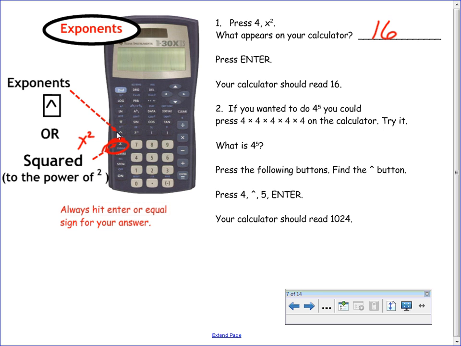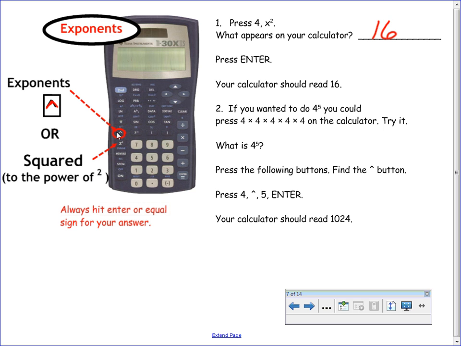Now, suppose it's not squared. Suppose it was 4 to the 5th power. If I had to do 4 times 4 times 4 times 4 times 4, I might lose track. Did I hit it enough times? So on. So what we could do is use the button right above it that looks kind of like it's called a caret, a chevron, whatever you want to call it.